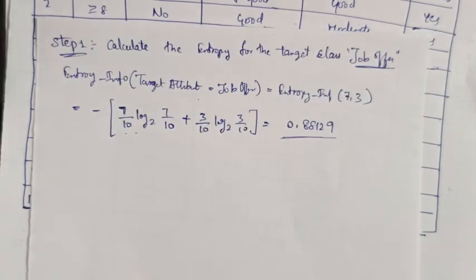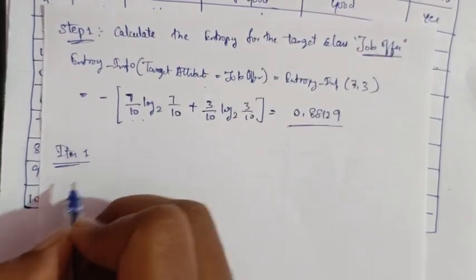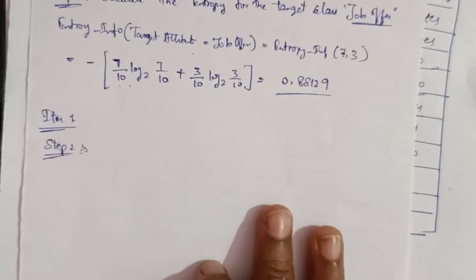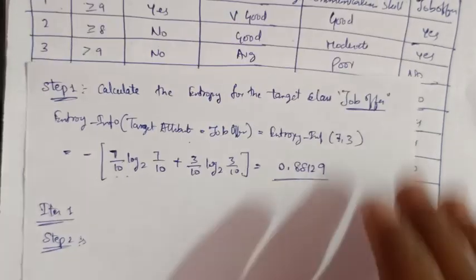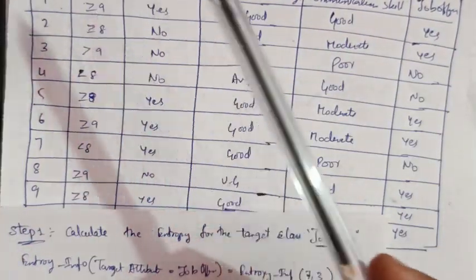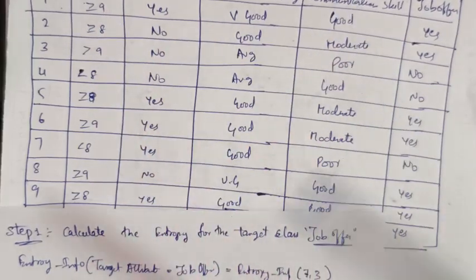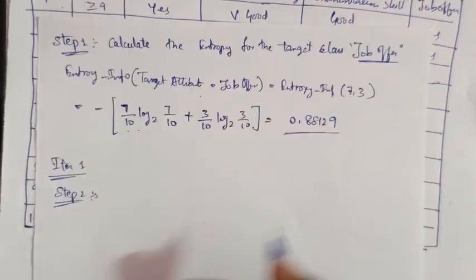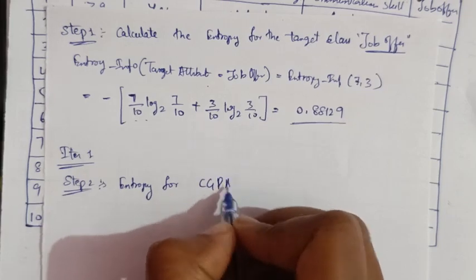Now we have to perform the iteration. In the first iteration, we are going to perform step 2. Here we have to calculate the entropy and gain for each attribute. For these four attributes we have to calculate the entropy, and we have to calculate the gain as well. First of all, I am going to calculate the entropy for CGPA.